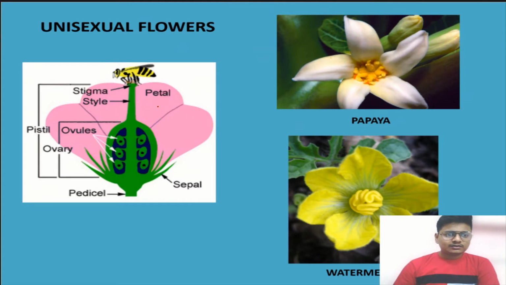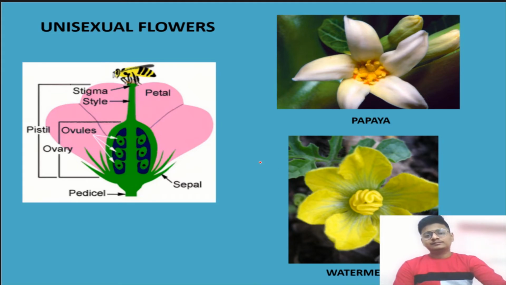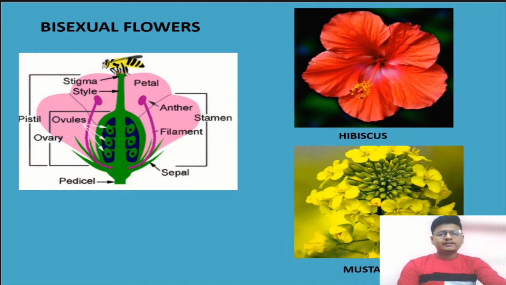So in a unisexual flower, either it will be having the pistil, or it will be having simple anther. See this pistil part, this is containing the stigma, style and ovary, and the stamen will be having anther and filament. And now bisexual flower, it will be having both.